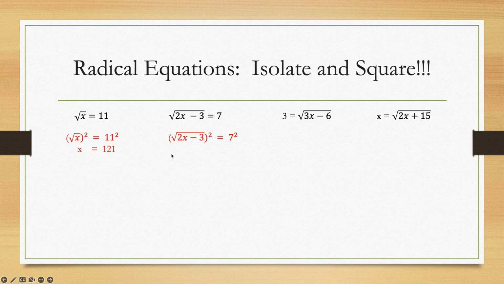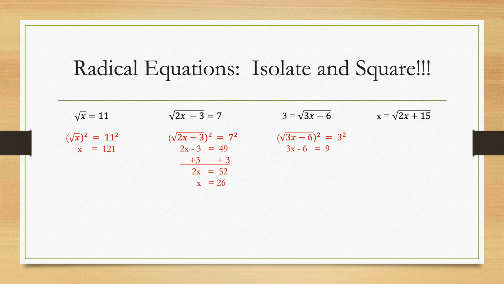Next one, square both sides. If I square the square root of 2x minus 3, I get 2x minus 3, and 7 squared is 49. Just solve it. Add 3, divide by 2, x is 26. Next one, it's already isolated, the radical, square both sides. 3x minus 6, the square root of that squared is just 3x minus 6, and then 3 squared is 9. So 3x minus 6 is 9, add 6, divide by 3, x is equal to 5.